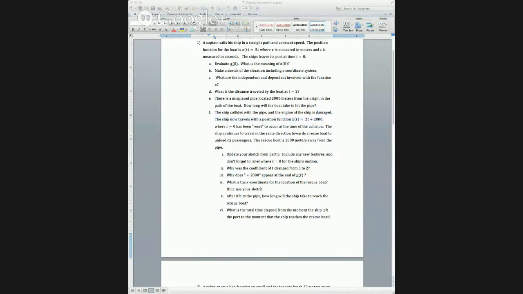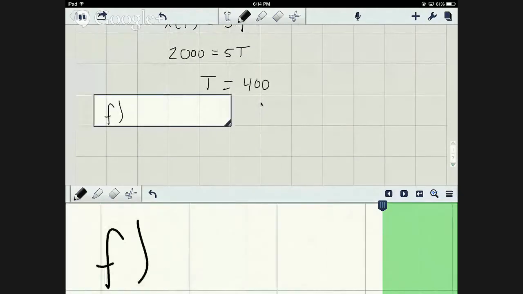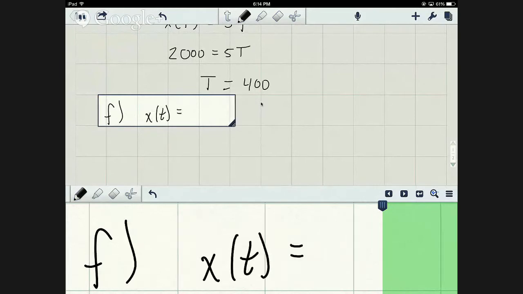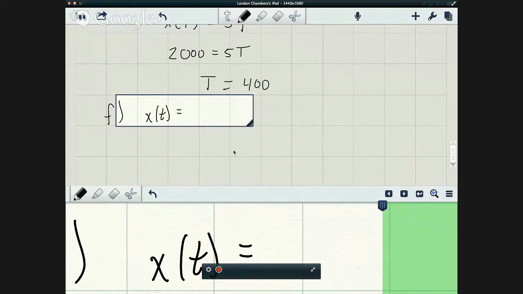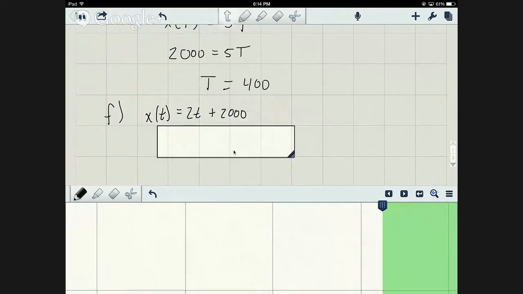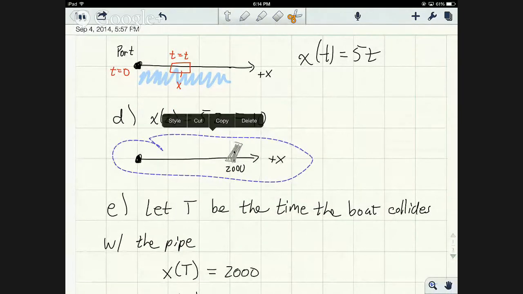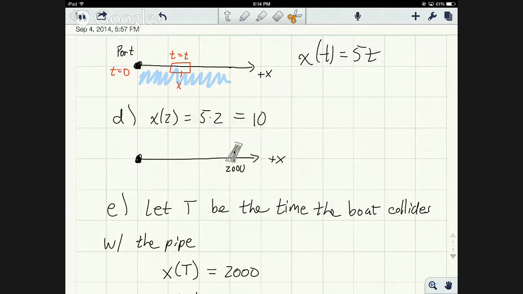Let's go ahead and look at that. So this is going to be part F. Now we have x of t equal to 2t plus 2,000. And so let's update our sketch. Let me get the sketch from before, which is here. Just going to copy and paste that over. Let's use this one. Hit copy. And here we go.